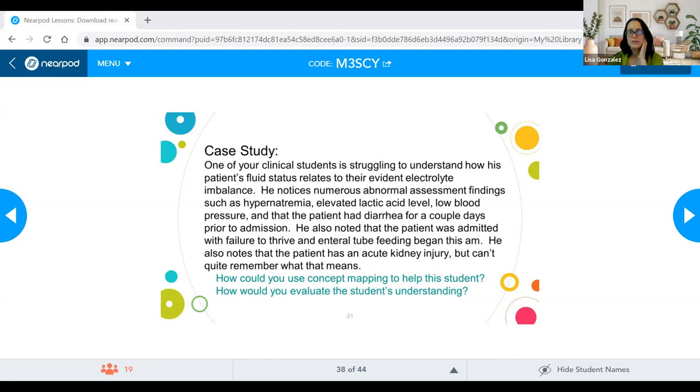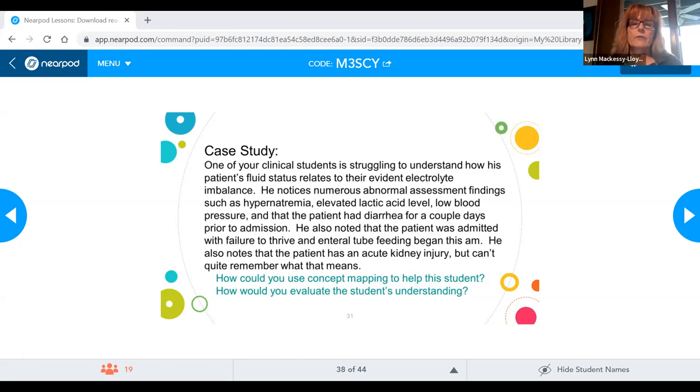So we have a few problems here. So I guess we would have to decide which one we're connecting it to. So they've got failure to thrive. And then they've got acute kidney injury as well. Now, if you have a beginning level student, I wonder if you would want to try to focus on something like failure to thrive. What other thoughts do you guys have?